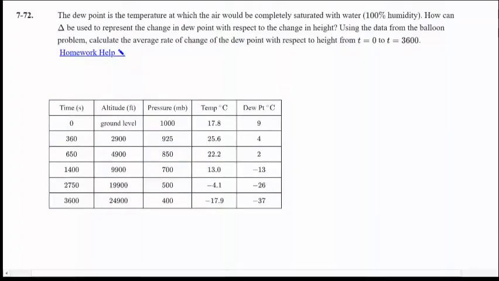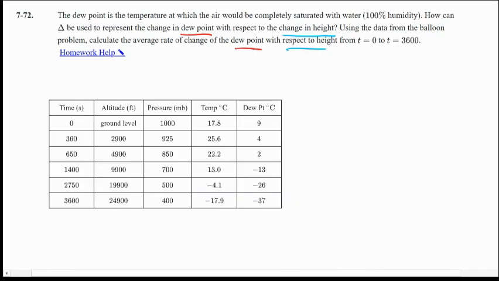The dew point is the temperature at which the air would be completely saturated with water, or 100% humidity. How can delta, or the triangle, be used to represent the change in dew point with respect to the change in height? So specifically, dew point with respect to the change in height. Use the data from the balloon problem to calculate the average rate of change of the dew point with respect to height from t equals 0 to 3600.